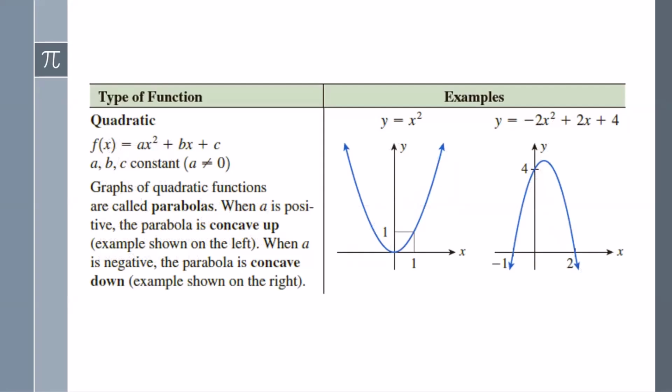Quadratics are functions of the form ax squared plus bx plus c, where a is non-zero. These are parabolas. If a is positive, the parabola opens upward and is called concave up. If a is negative, the parabola opens downward, and the parabola is called concave down.